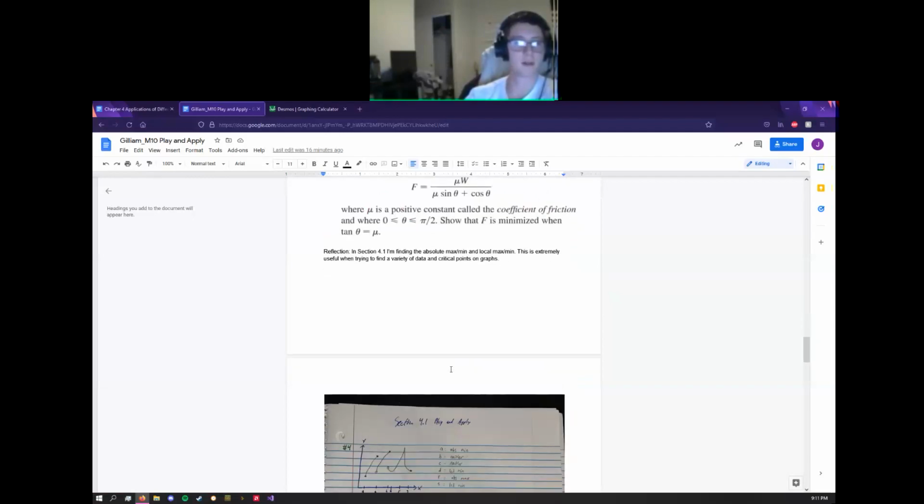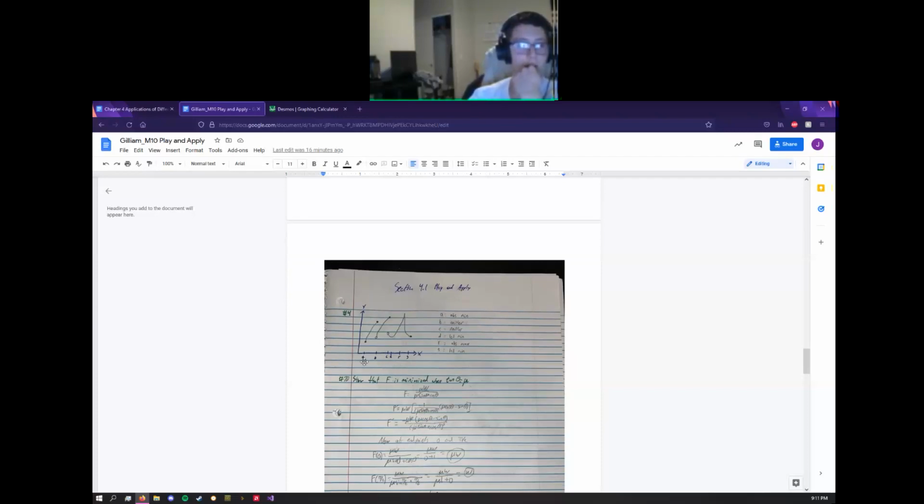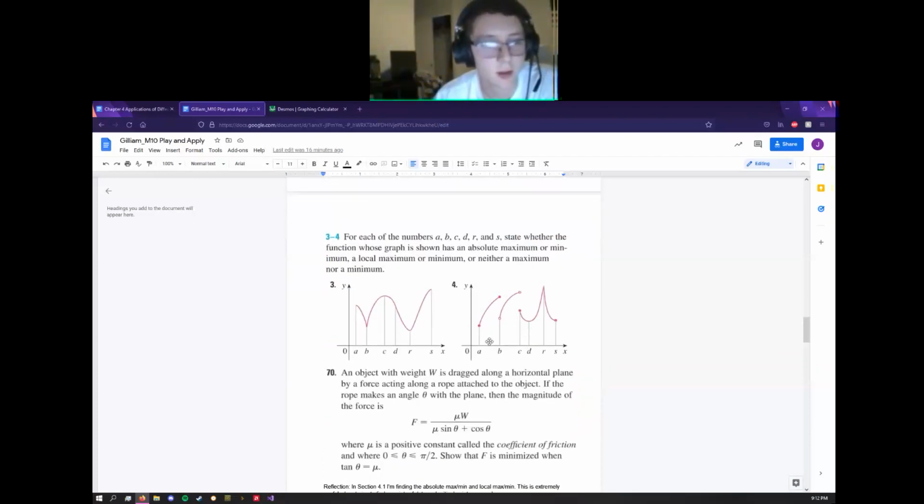which I redrew down here very artistically. And then you had to state whether the points A, B, C, D, R, and S are absolute mins, maxes, local mins or maxes, or neither. This is much more clear. So looking at A, I said that would be an absolute minimum, because it is the very lowest point on the graph out of all the points here.